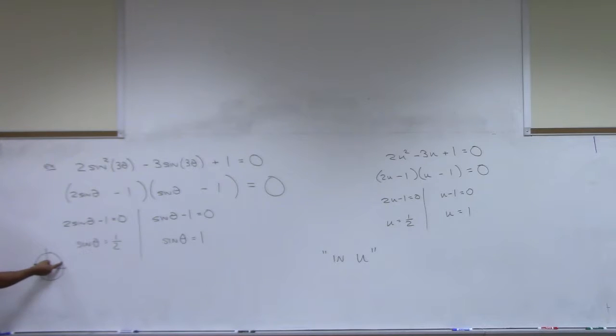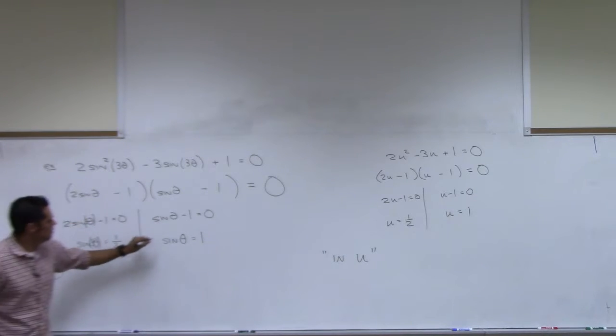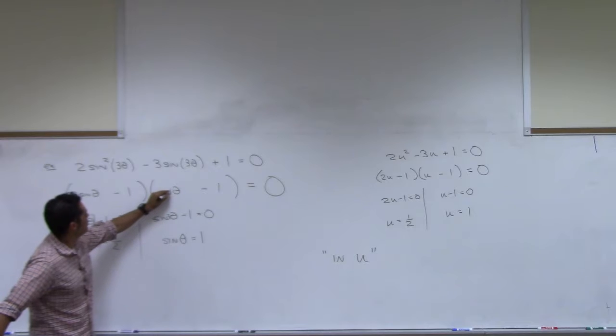To get here back to itself, I have to go around by 2 pi. To get here back to itself, around by 2 pi. So I'm going to set the argument. Oh, crap, I forgot the 3 theta. 3 theta. Sorry, that's my fault. I didn't put the 3 thetas in here.